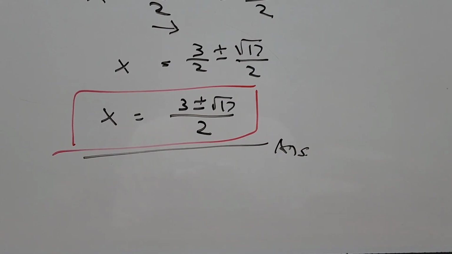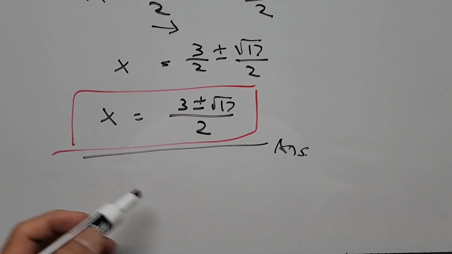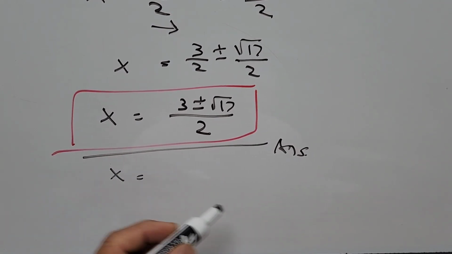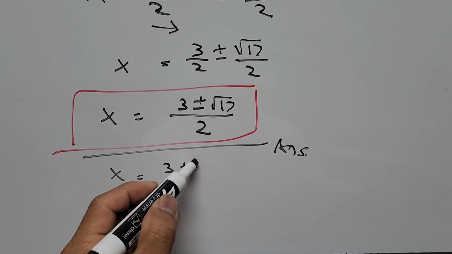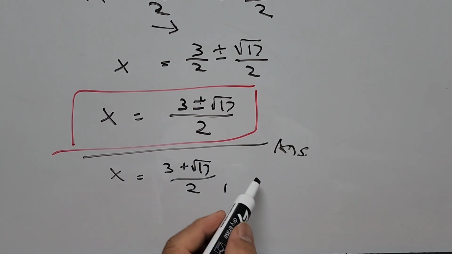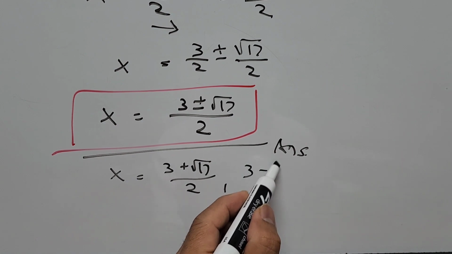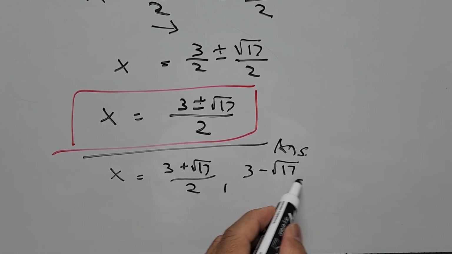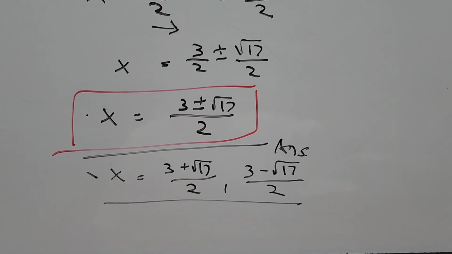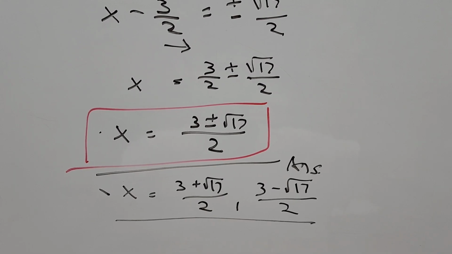Or we can simply rewrite our solution to this. Since we have 2 roots of x, we can write it the same way as x is equal to 3 plus square root of 17 over 2, and the other one 3 minus square root of 17 over 2. So these are the correct answers. Now let's go to the third equation.